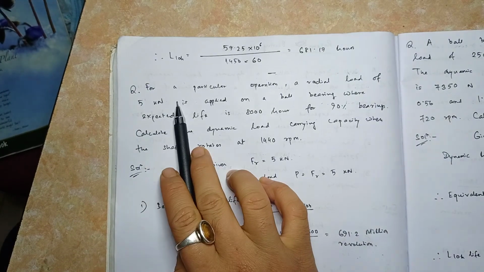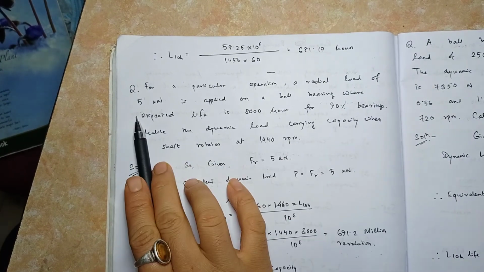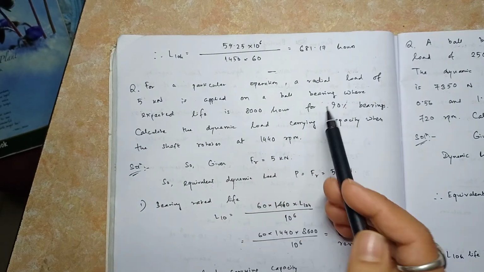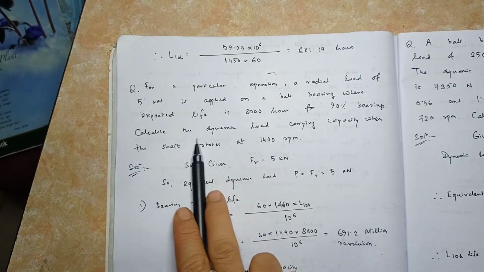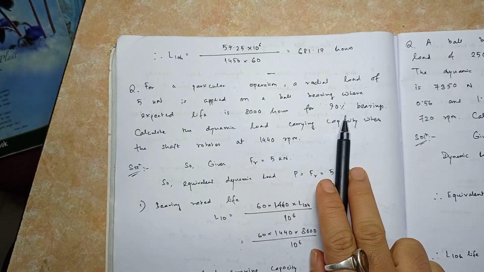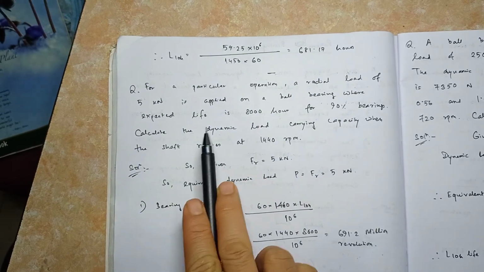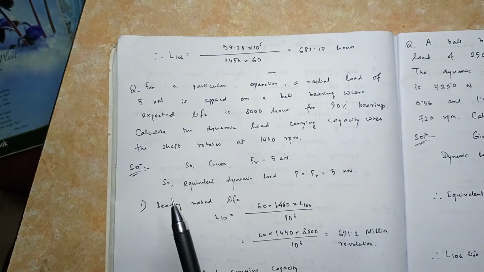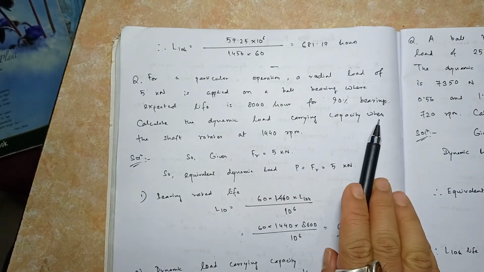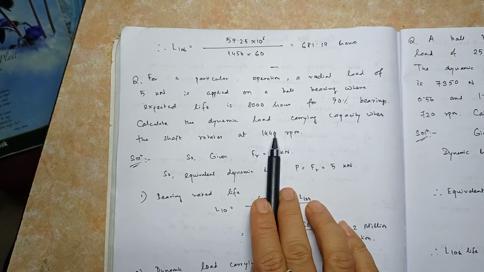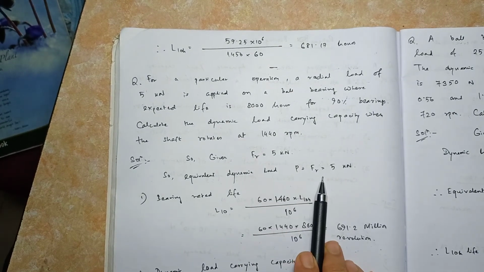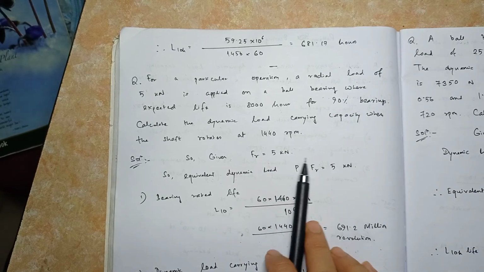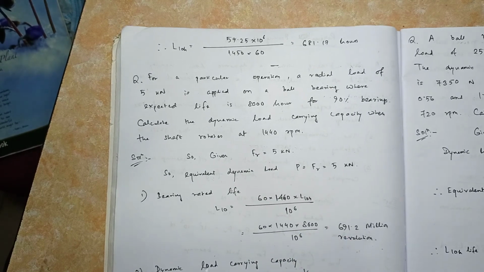Next numerical: for a particular operation, a radial load is given for a ball bearing. Axial load is not applied, no problem. The expected life is 8000 hours for 90% of bearings. Life is given in hours. Calculate the dynamic load carrying capacity when the shaft rotates at 1440. Simple thing. P is equal to FR, because FA, the axial load, is not present, only radial load is present. P is known directly.